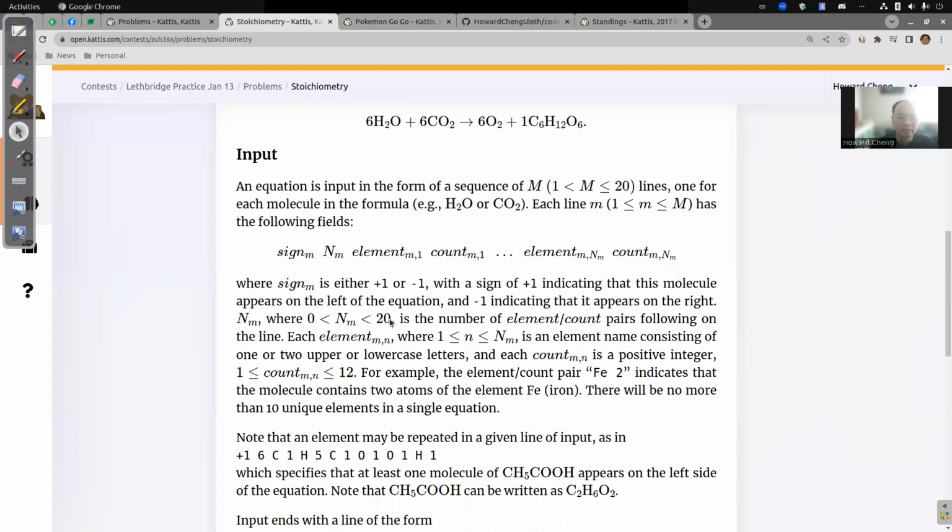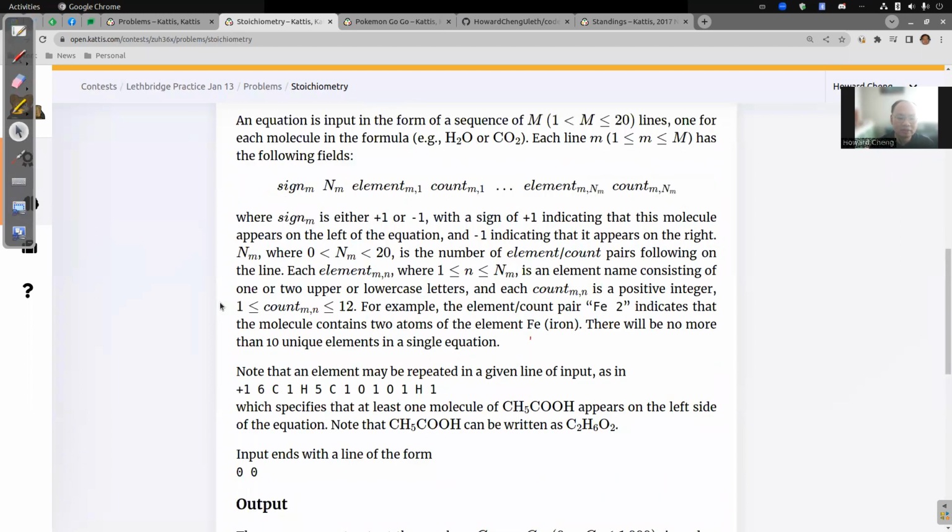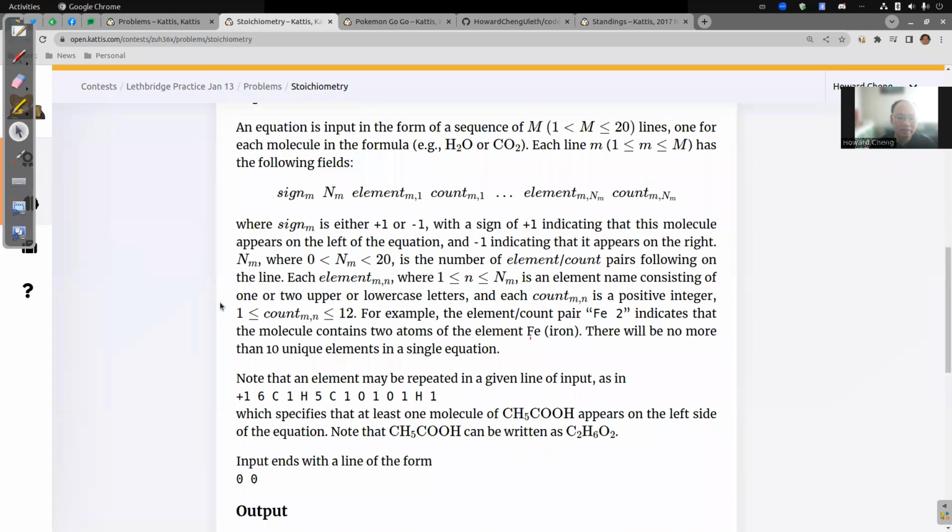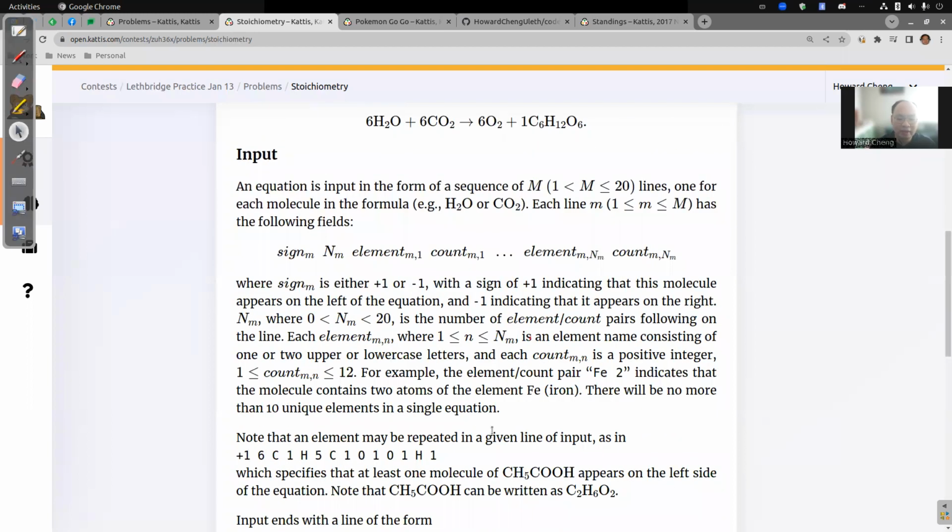NM, which is between 1 and 19, is the number of element-count pairs following on the line. Each element name is 1 or 2 uppercase or lowercase letters. Each count is a positive integer from 1 to 12. For example, Fe2 indicates that the molecule contains 2 atoms of the element Fe. There would be no more than 10 unique elements in a single equation. Okay, so an element may be repeated in any given line of input.